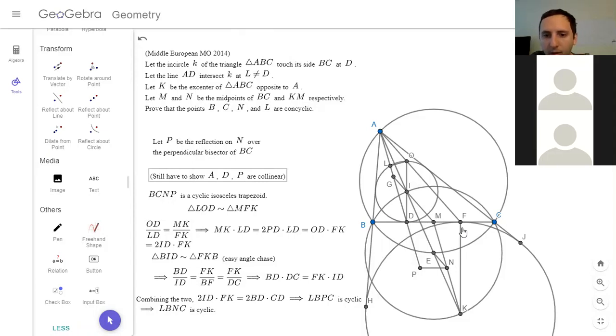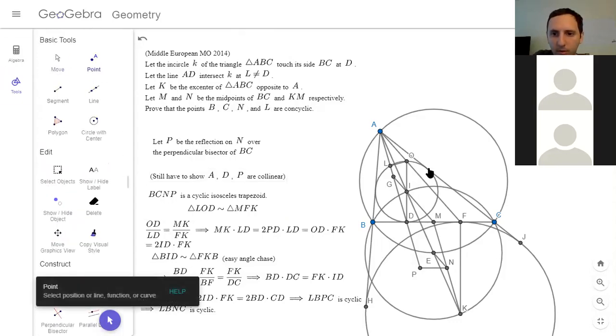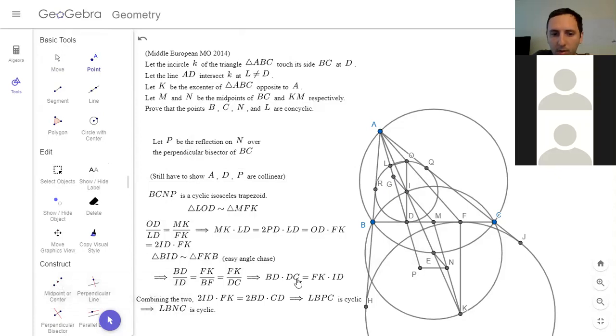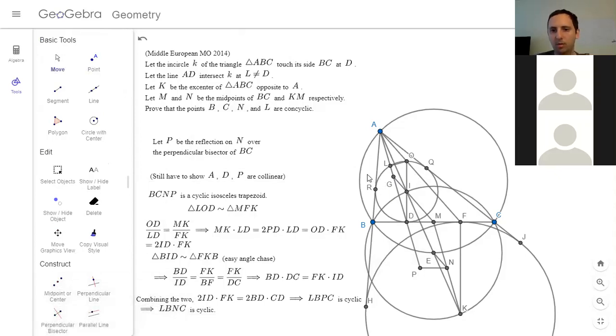We have to name the contact triangle. Now observe that DL is the median of QDR and KM is the median of the triangle formed by the excenters. And because they're homothetic, they must be parallel.